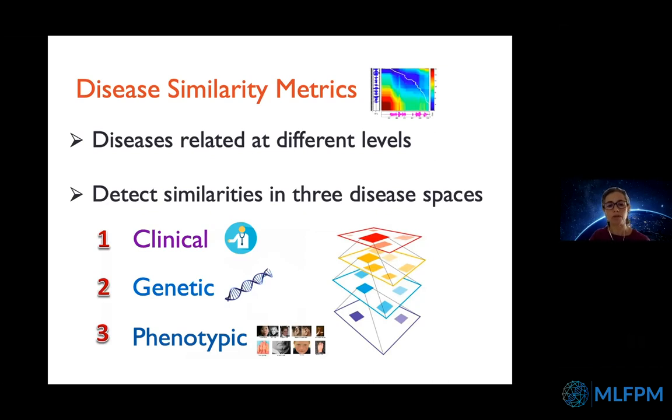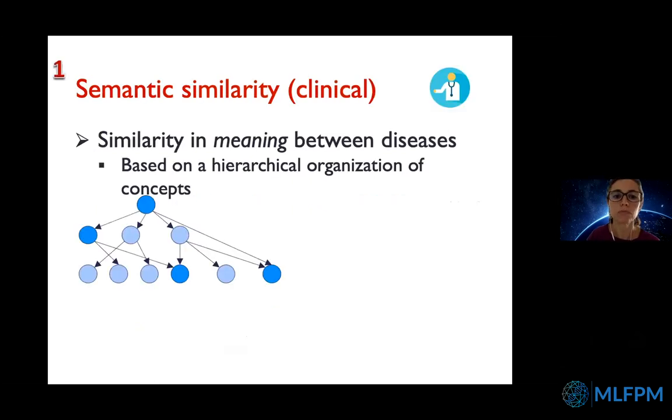We can also describe diseases from the genetic perspective by using the information that we know about their genetic underpinning. And we can also describe diseases from the signs and symptoms by which they are manifested, so the phenotypic manifestations of the diseases. So in our work, we use these three different perspectives. And of course, there are other perspectives or other data sets that we could use to describe diseases.